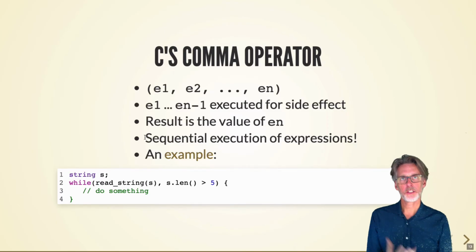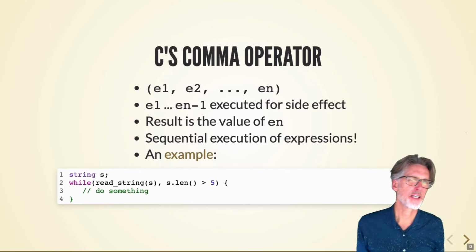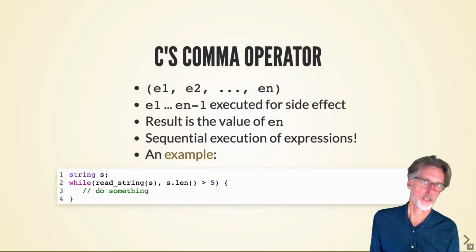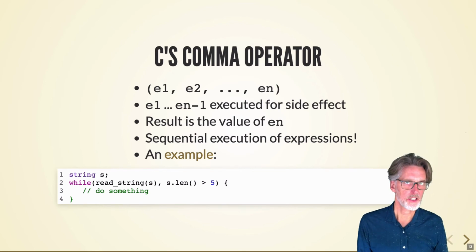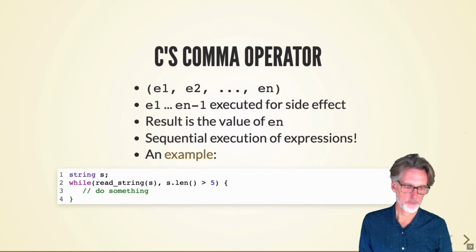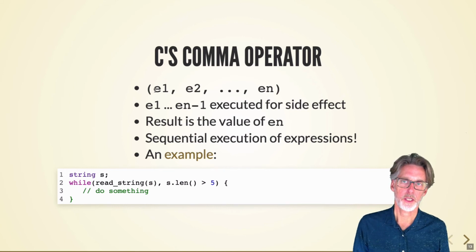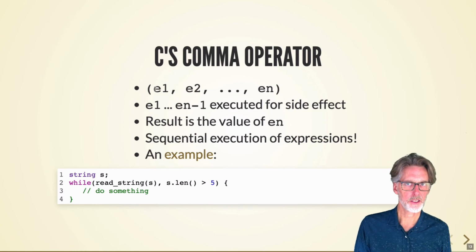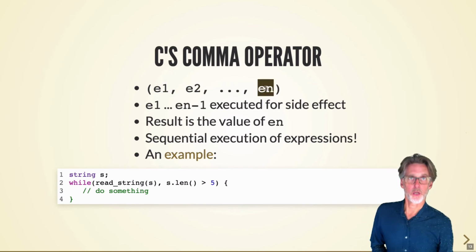Indeed. In addition to having the ternary operator, C also has a comma operator. It turns out that in some cases, the authors of the language thought it was useful to have the ability to have a side-effecting expression sequenced after another expression, or rather before. So the general form is I can have a sequence of expressions separated by commas. The first several expressions are executed for their side effect, and then the last one is going to be the result.